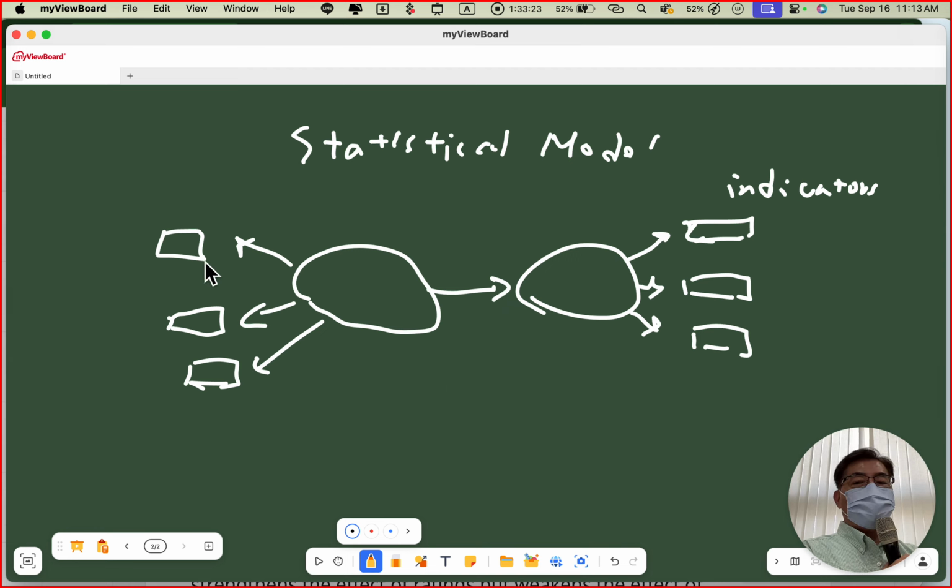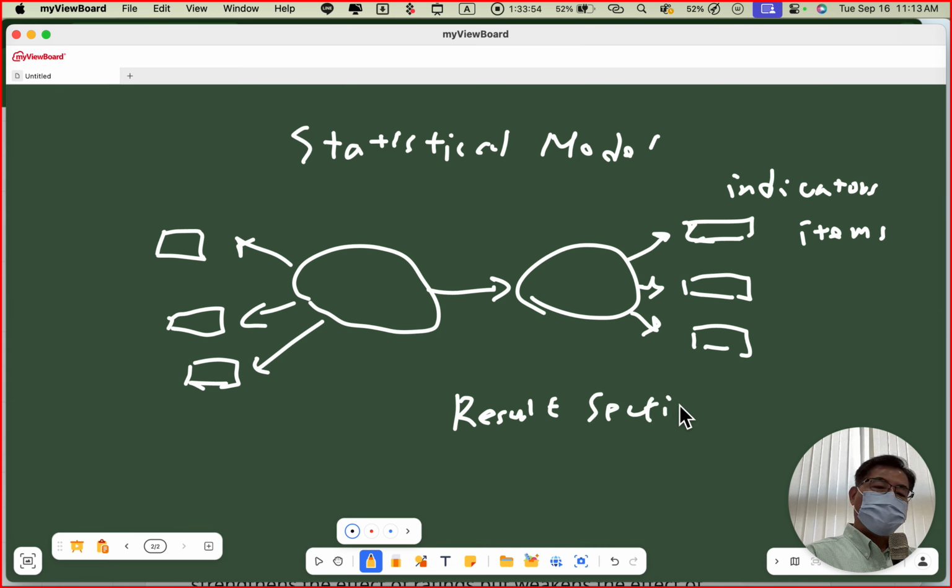Not only the concept but also the indicator. Indicator actually is a questionnaire item in your questionnaire. Got it? It's a question item in your questionnaire. So it's called a statistical model. So usually we will not show this model in the method section or in the literature review section. We will report the statistical model in the result section. Okay?